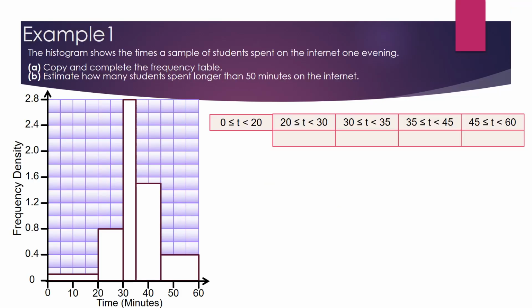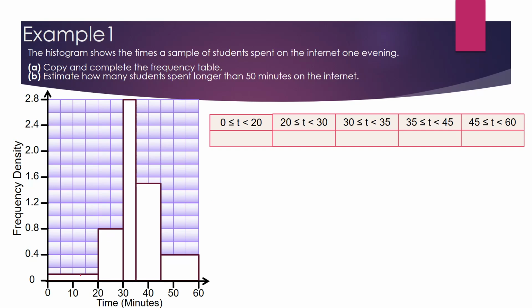Okay, first example then. This shows a histogram, and the width of the bars are 20, etc. It says the histogram shows the times a sample of students spent on the internet one evening. Part A says copy and complete the frequency table. So the frequency table means we need to work out the frequency. We just said earlier on, didn't we? Frequency was just the area of the bars.